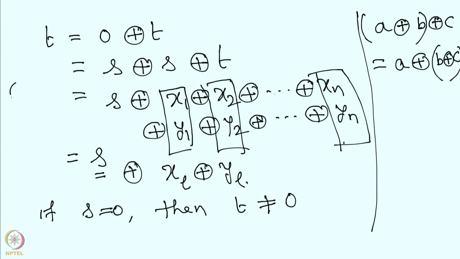Why is this? This is a very interesting exercise for us to see: if S is 0, then T cannot be 0, because any two different numbers cannot have the same Nim-Sum. I will leave this as an exercise, and you can see that if S is equal to 0, then T cannot be 0. This immediately proves this lemma.